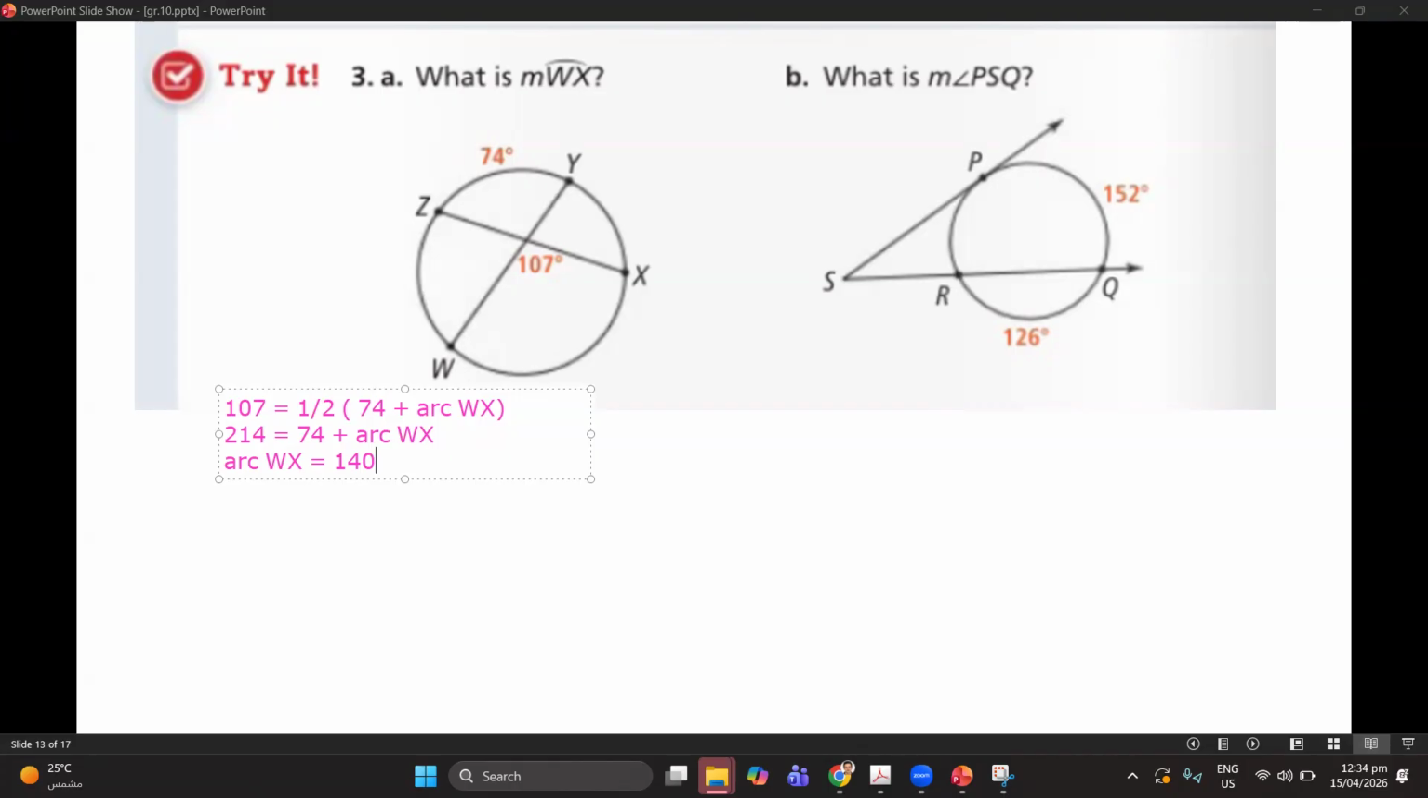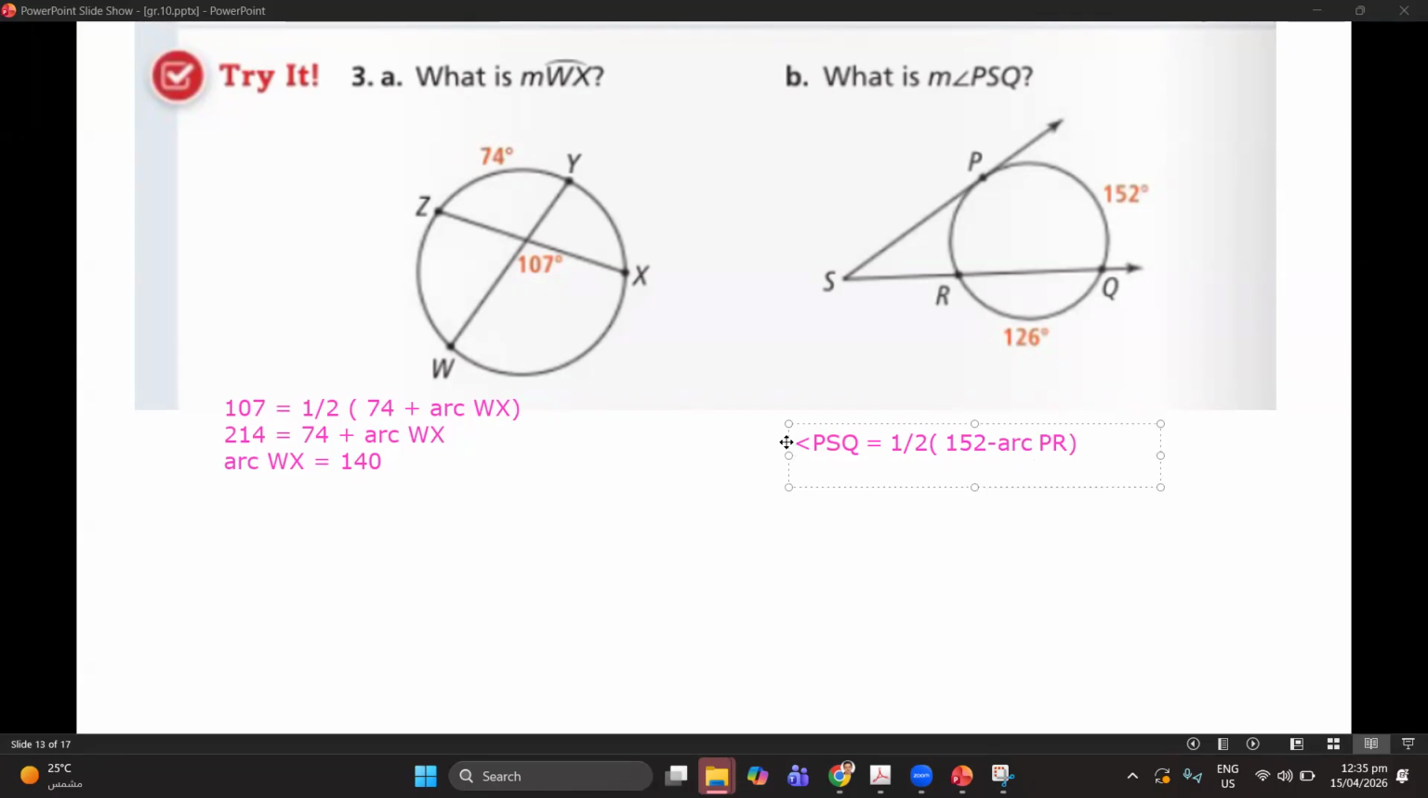Yes, thank you. In B now, I need to find the measure of angle PSQ. Is it inside or outside the circle? Outside. I need to find the measure of an angle that is outside the circle, so do I add or subtract? Minus. So it's half of 152 minus PR. Excellent, arc PR.